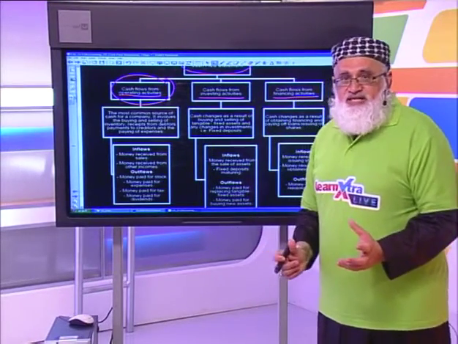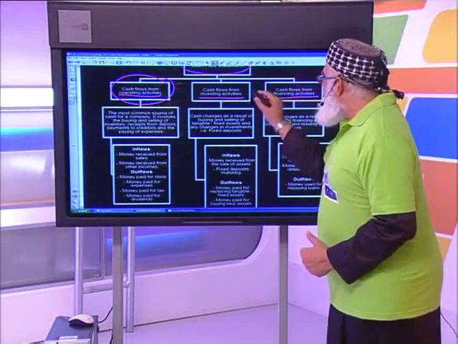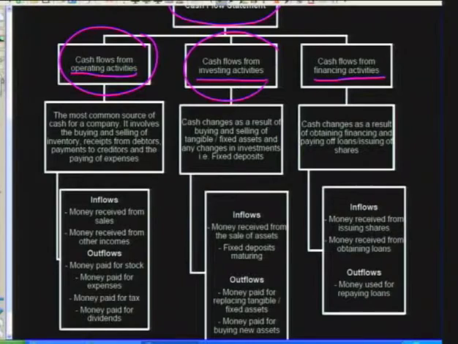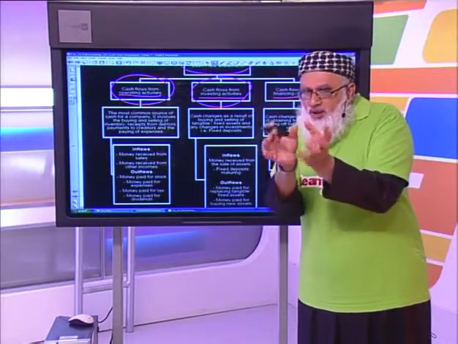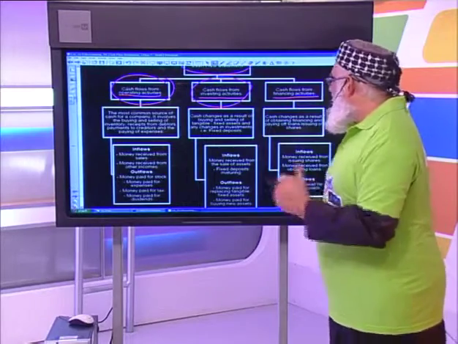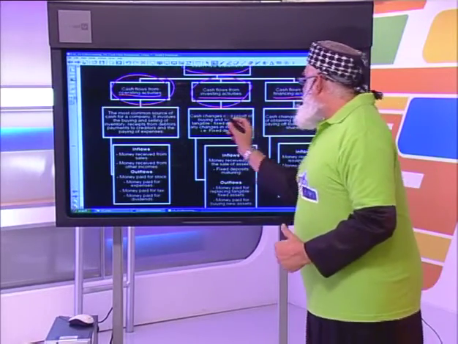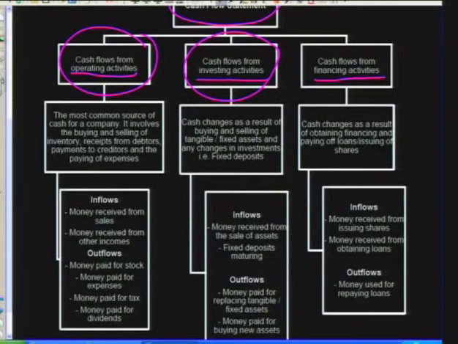Okay, moving on to investing activities. When I look at my investing activities, what am I looking at? Where's my focus? Where's my goal? What is it that I need to know? Remember, it's the changes in cash as a result of buying and selling of tangible assets, one. In other words, the changes in your fixed assets. And two, the changes in your financial assets, namely your fixed deposits.